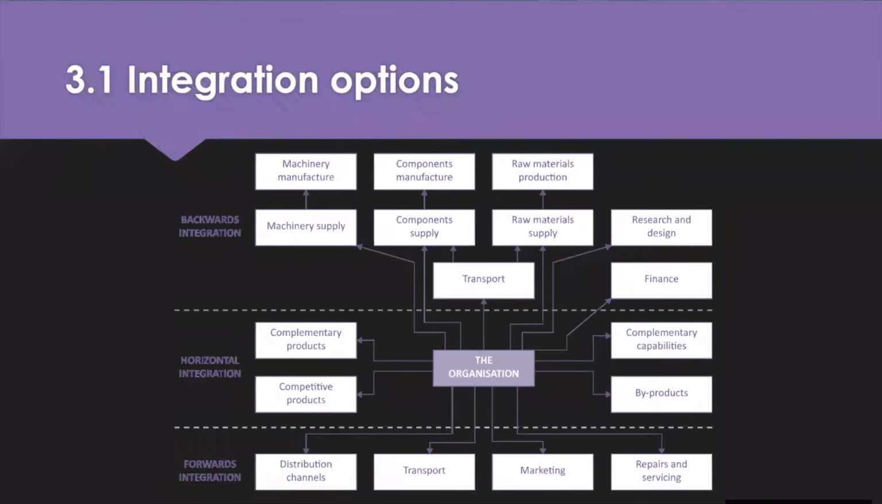So here's just a visualization of how it works. At the top of this, the top of the dotted line, this is your backward integration where you're trying to acquire something that supplies you, so your raw materials, components, and those sorts of organizations. The one in the middle, the horizontal integration, is the complementary products or services, and the forward integration is trying to acquire your distribution channels, marketing, sales, servicing, and repairs. So I guess you've got the upstream behind you and the downstream in front of you.